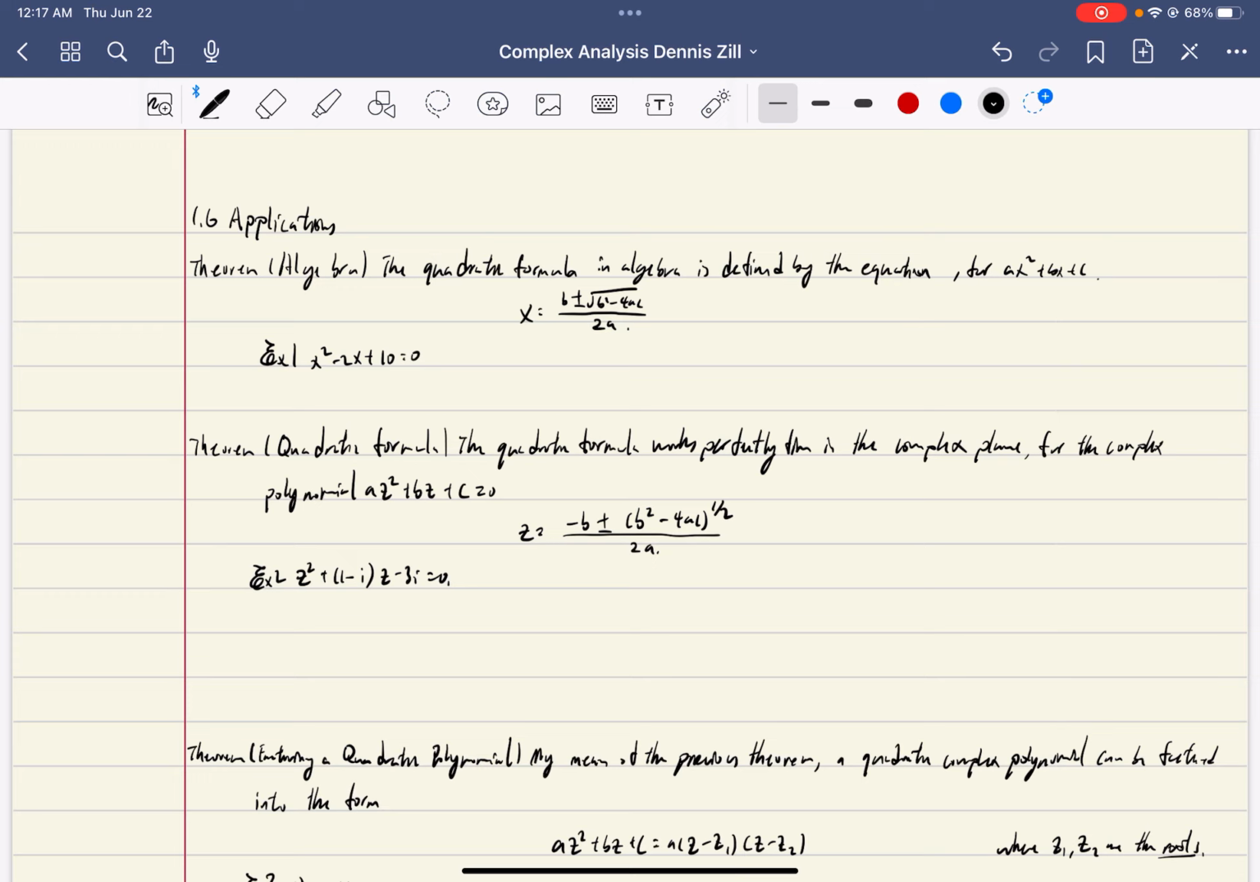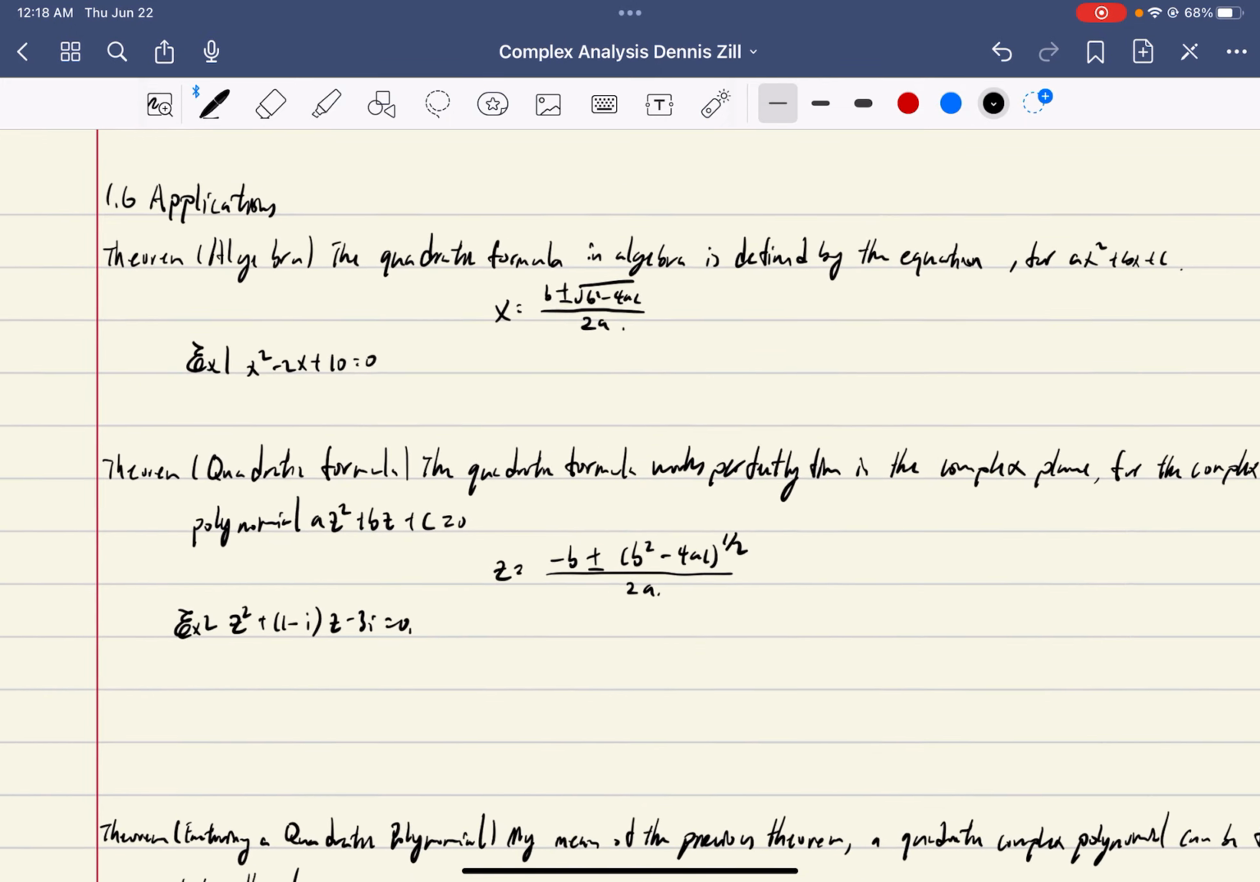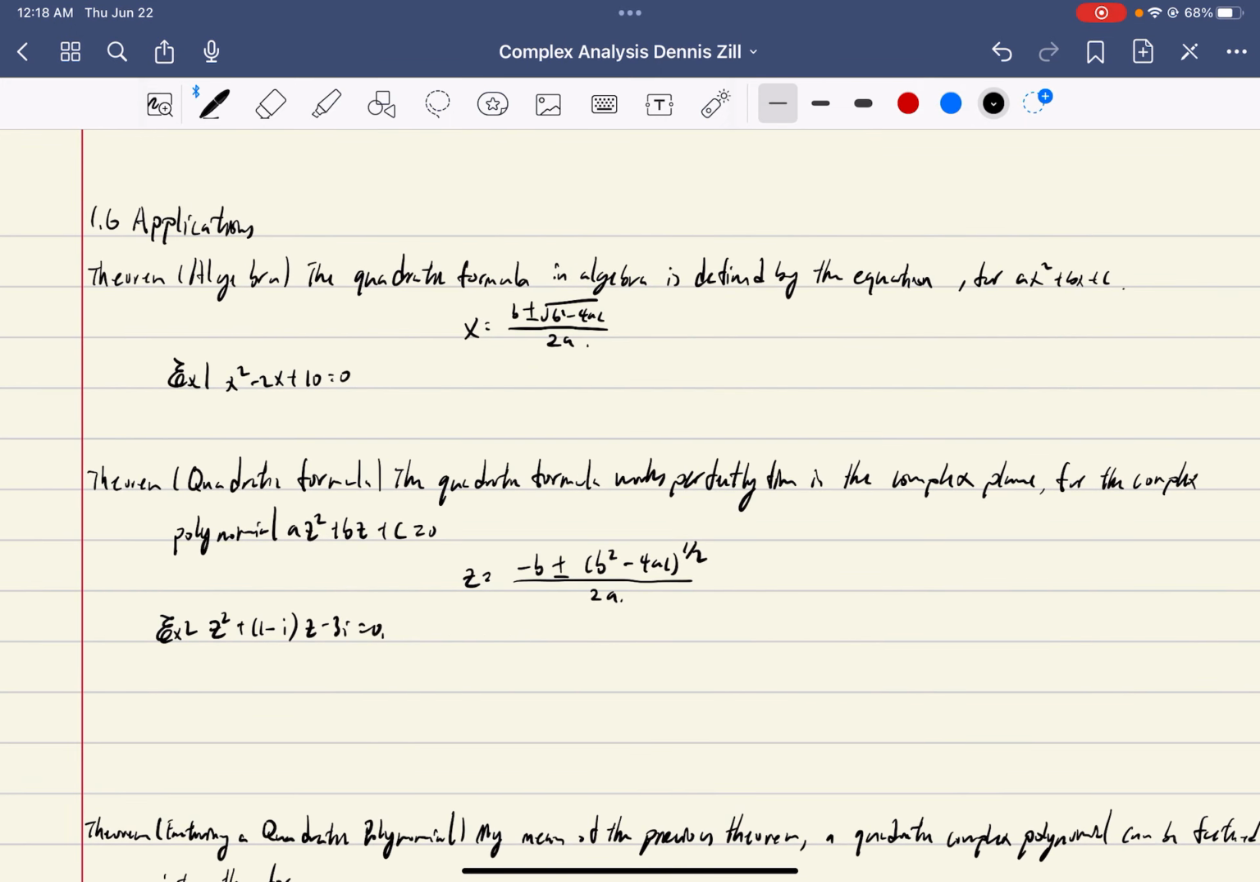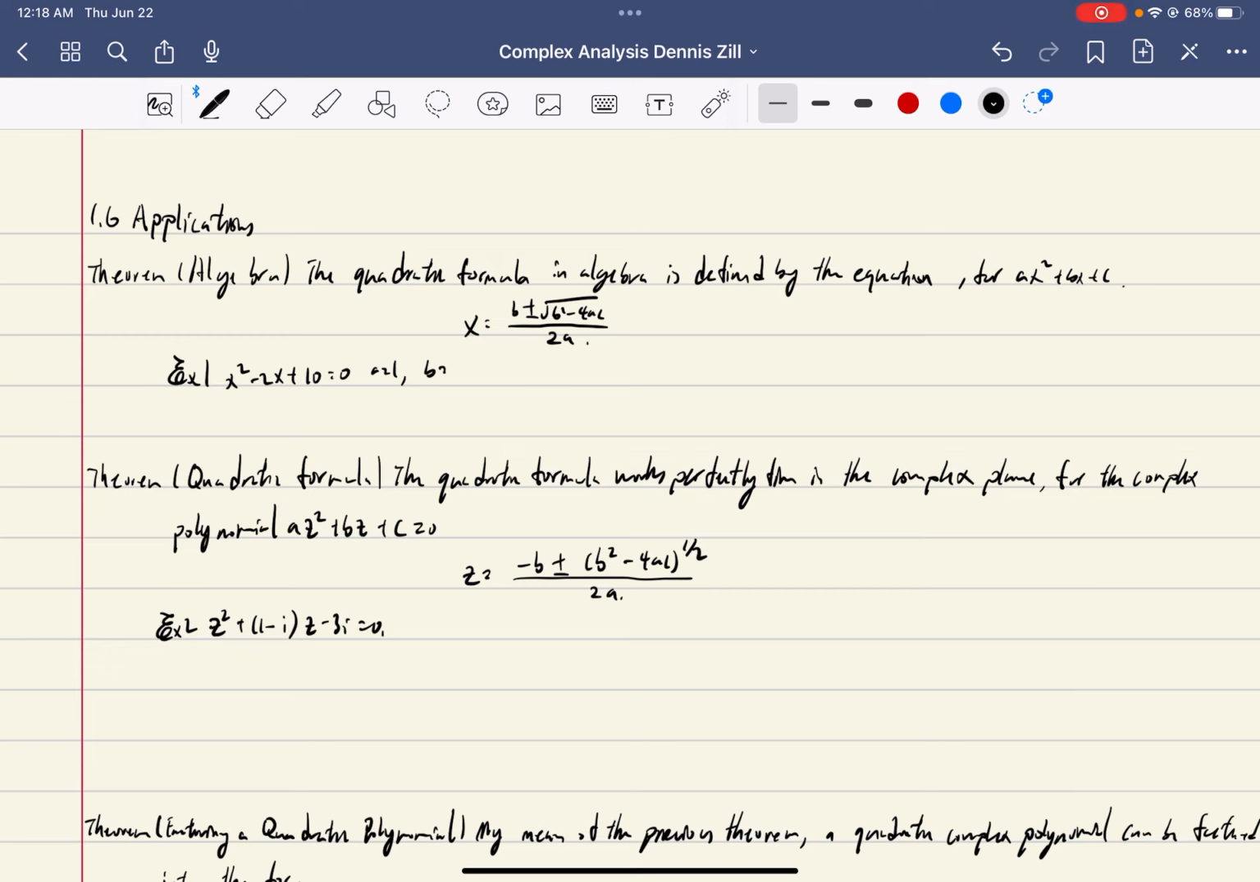x squared minus 2x plus 10 equal to 0. A equal to 1, right? Is this correct? Yes, that's correct, a is equal to 1. Sorry, I was just looking for the page. And b is equal to negative 2, c is equal to 10.